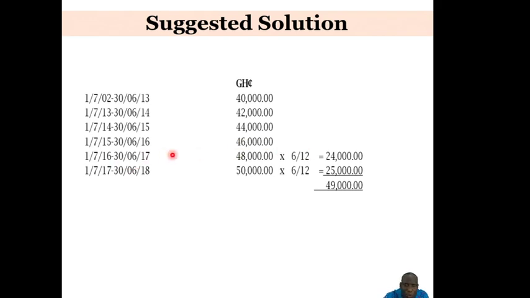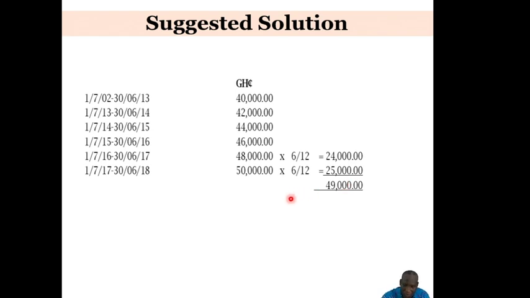This whole figure is for 12 months, and you are looking for only January to June here, so 6 over 12. Then the remaining July 2017 to December 2017 will be here, and that is also another 6 months. So this figure too will be multiplied by 6 over 12. Now when you add these two figures together, the result is the salary for the 2017 year of assessment. So this is how we do the scale.